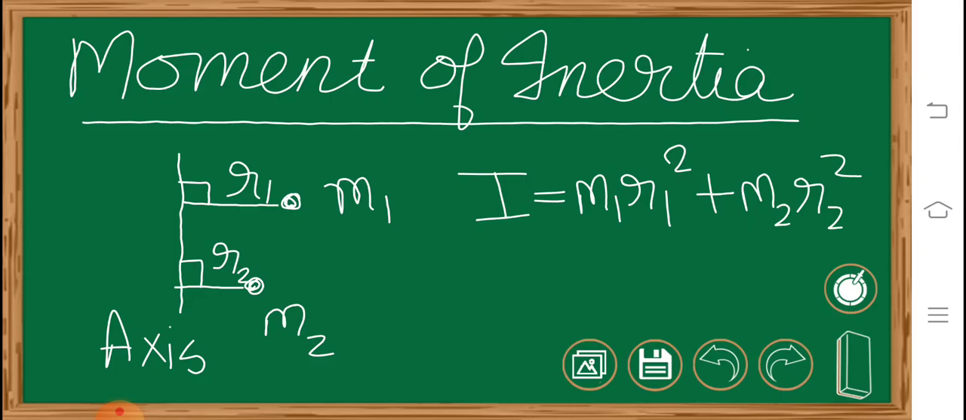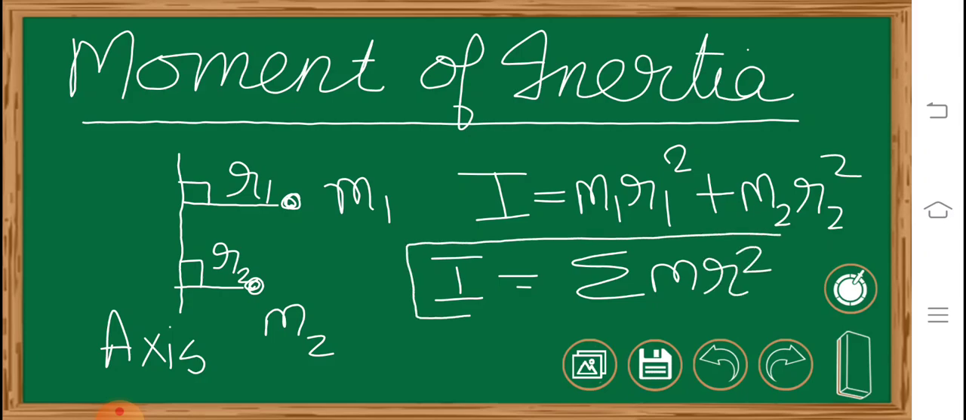If suppose there are three particles, so it will be m1 r1 square plus m2 r2 square plus m3 r3 square. So we can write I is equal to summation of m into r square. So we can see that m has a unit of kg and r has a unit of meter. So it will be kg meter square.